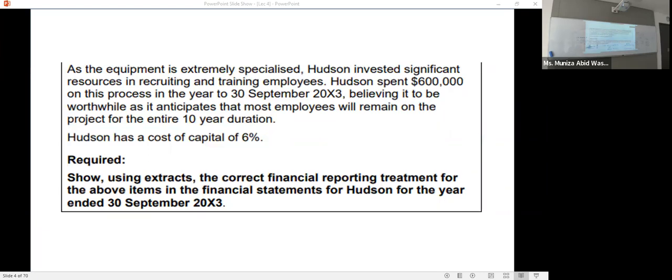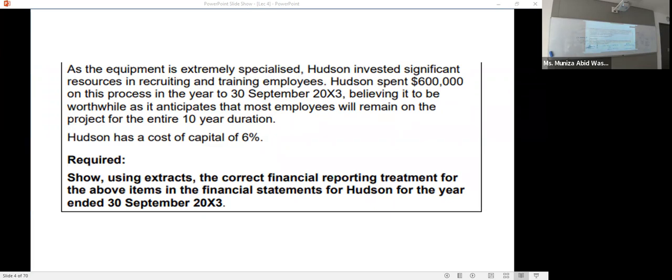Is it 13 years or 11 years? Which one? 11 years. Sorry, 11. I said 11 years. Okay, tell me about this training cost of 600,000. Is it going to be capitalized?